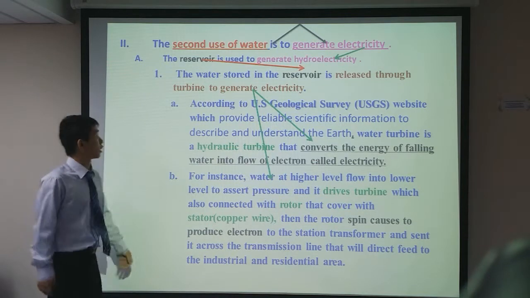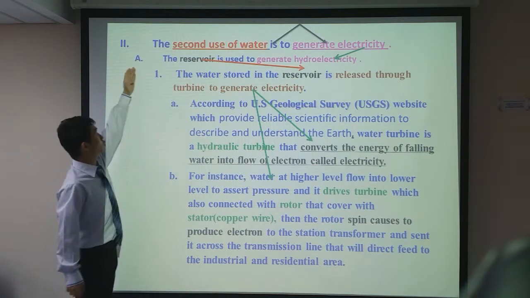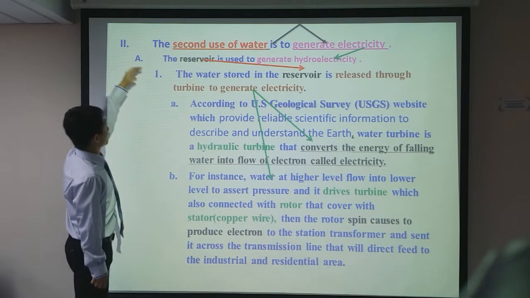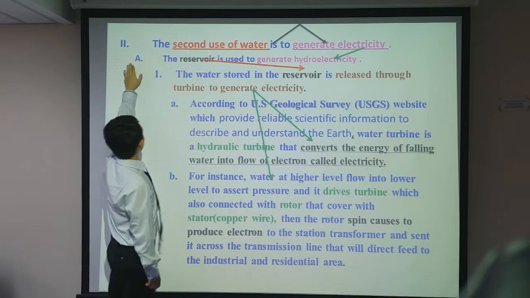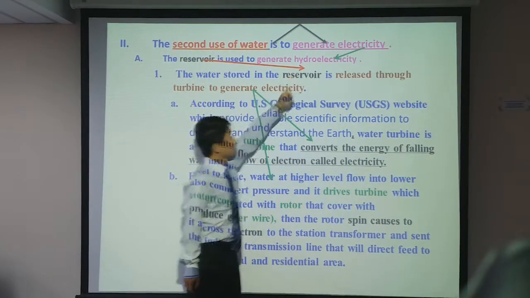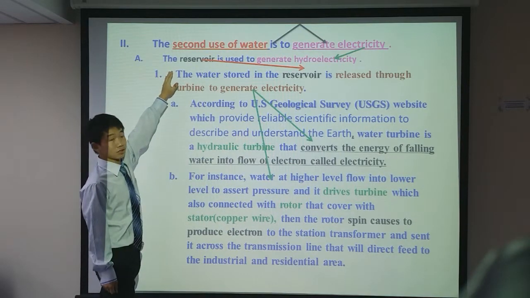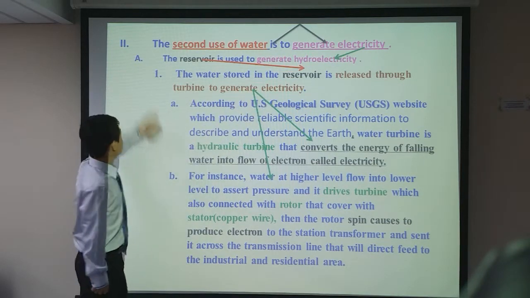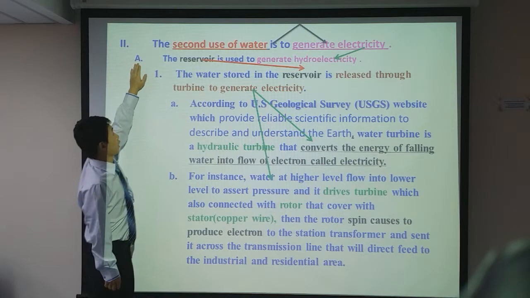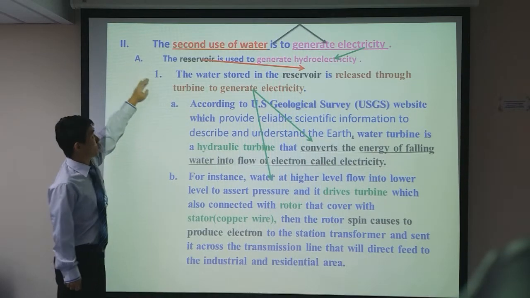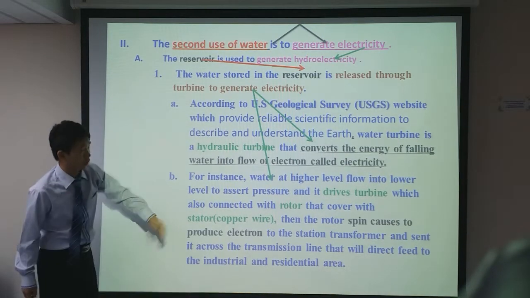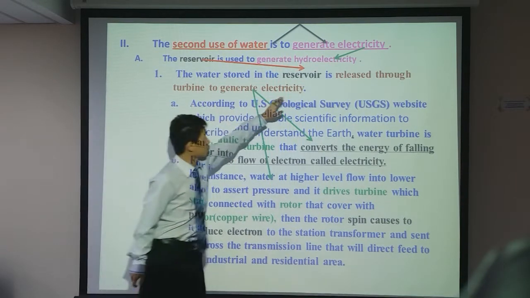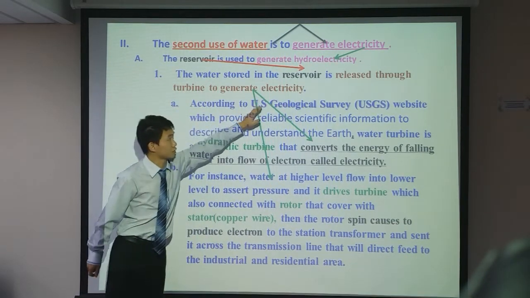Okay, now it's my turn. I'm going to explain, starting with main point 2. This main point 2 can act as a topic sentence while supported by a supporting sentence. The topic sentence has a controlling idea of generating electricity, and this supporting sentence is supported by: the reservoir is used to generate hydroelectricity. At the same time, the capital A can act as a topic sentence because it has subpoint number 1 and then number 2 on another slide. Subpoint 1 is supported by: the reservoir is released through a turbine to generate electricity.